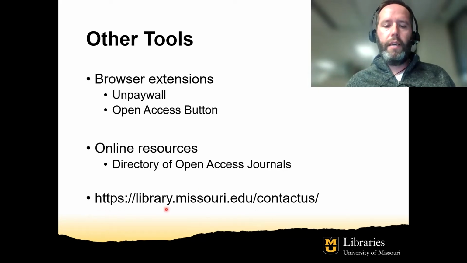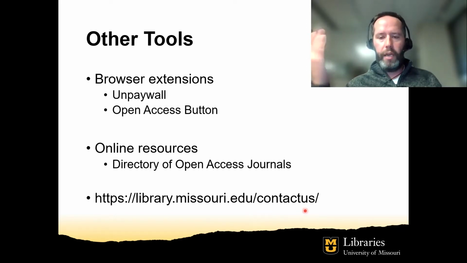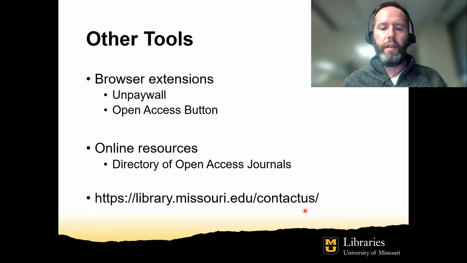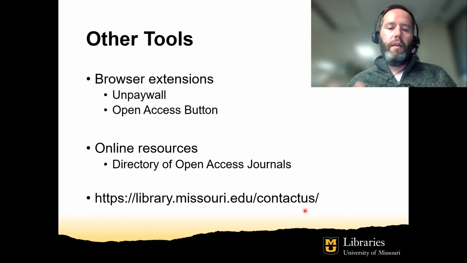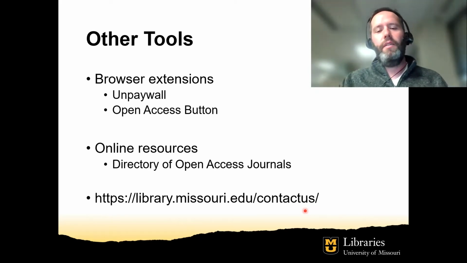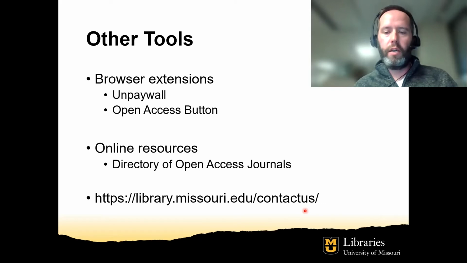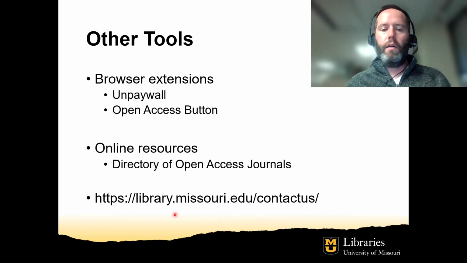And then finally, library.missouri.edu/contact-us, or if you just go to the library homepage and there's that slide out, ask a librarian, that'll also get you there. Ask a librarian if you have any questions about whether an article that you found is a quality article or in a quality journal. Feel free to hit up this link. There's the subject librarian tab that'll let you find a specific librarian, or you can chat with the librarian that's available.